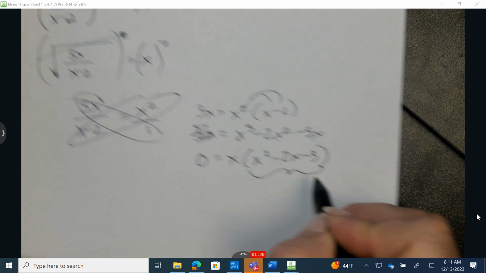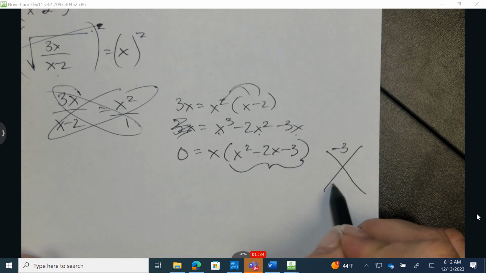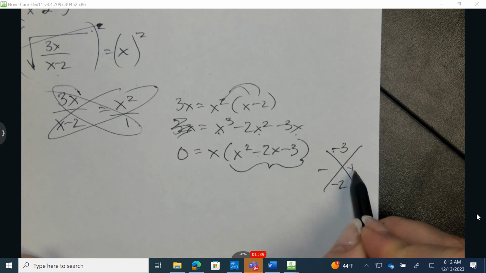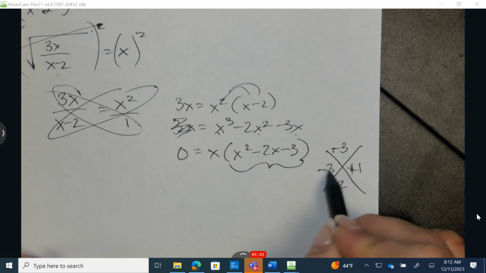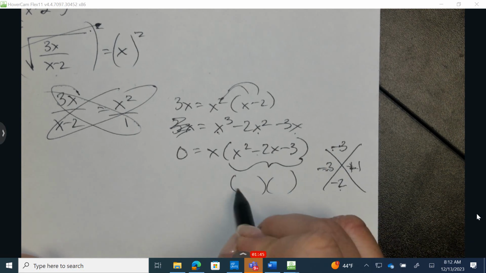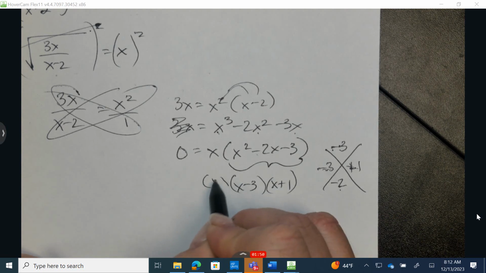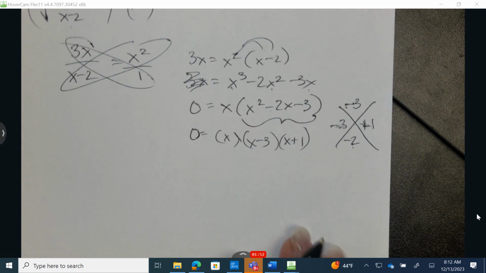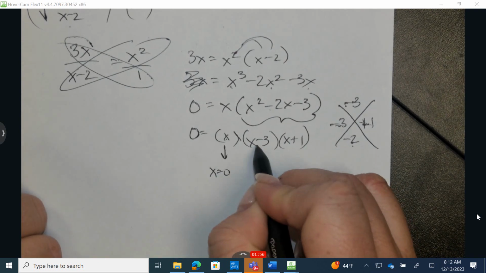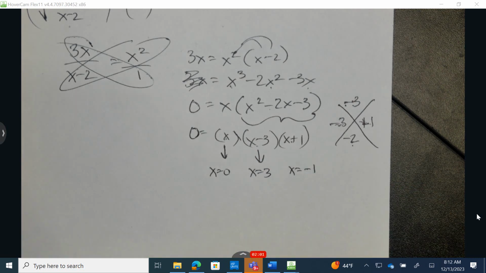Now this trinomial I recognize is factorable. What multiplies to equal -3 and combines to equal -2? Different signs. The larger number is going to be negative, so I believe these multiply to equal -3 and they combine to equal -2. x minus 3, x plus 1, and this is an x. So I have 3 different answers to test. One answer when I set this equal to 0 is 0. When I set this equal to 0 and solve, I get 3. When I set this equal to 0 and solve, I end up with -1.